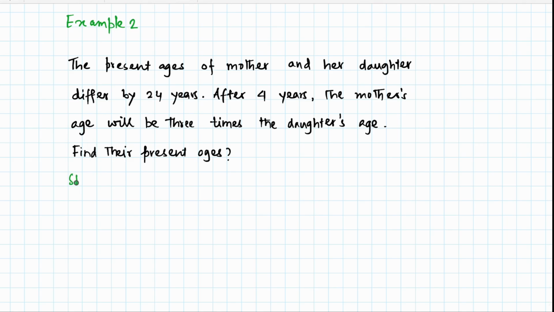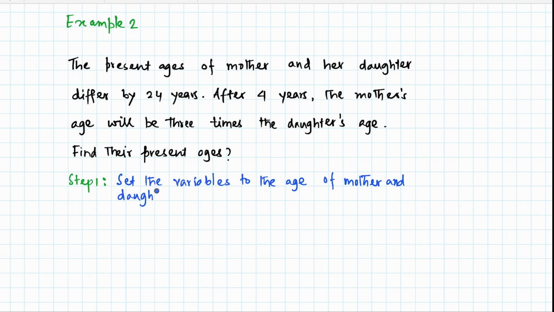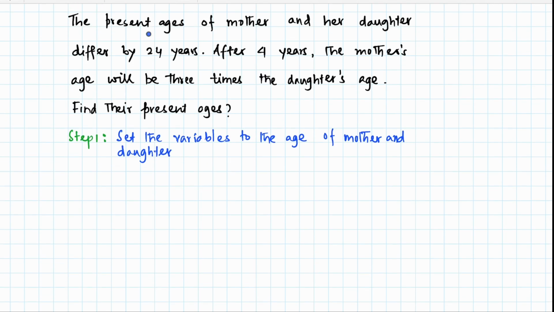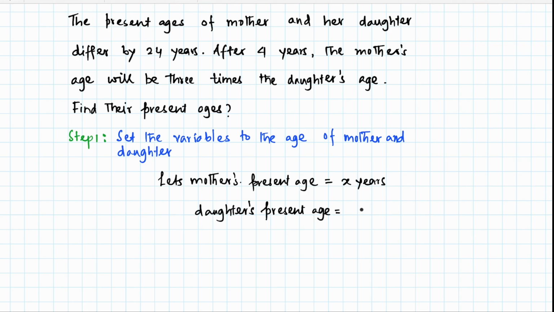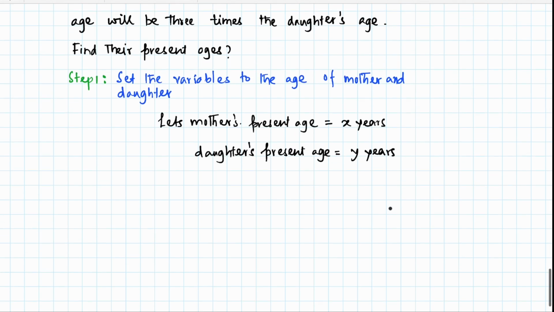So again, we'll follow all the steps that you have followed for example 1. So set the variables to the age of mother and daughter. So we are considering variables x and y. So let mother's present age be x years and daughter's present age be y years.